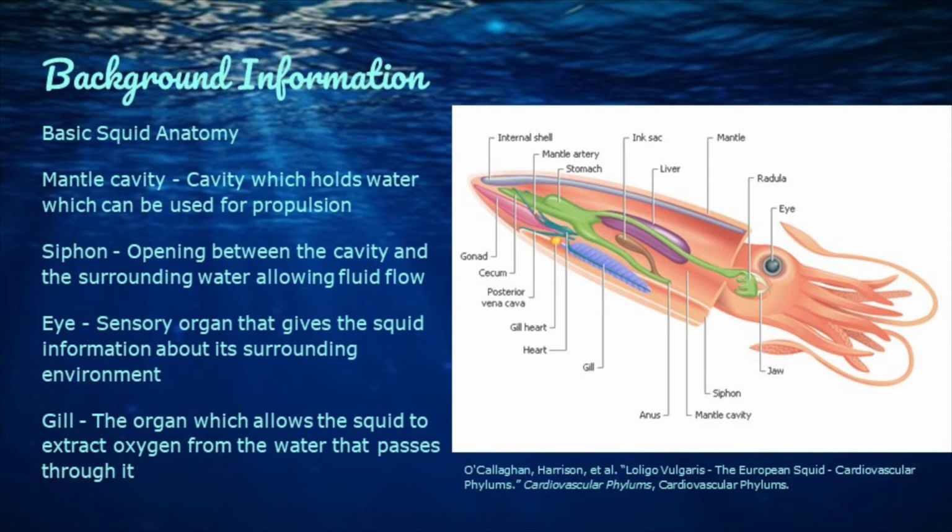They have a siphon, which is the tube-like organ that shoots out the water, and they have gills located inside the siphon to collect oxygen from the water for cellular respiration. The eye is the organ that provides sensory information to the squid about its surroundings.